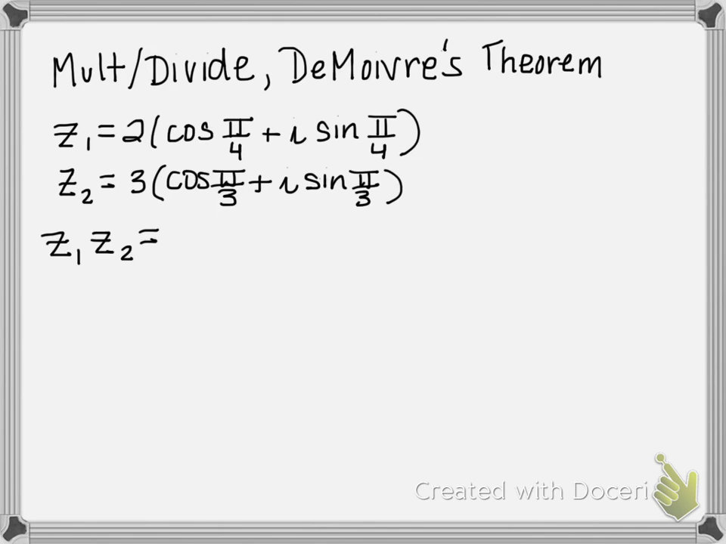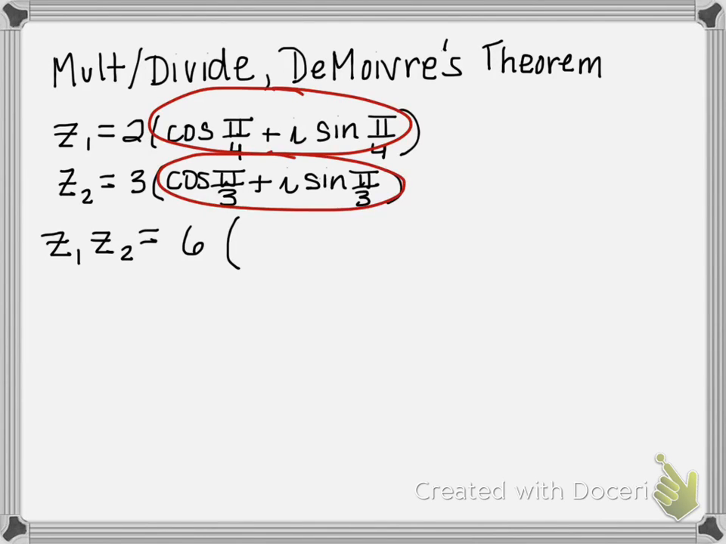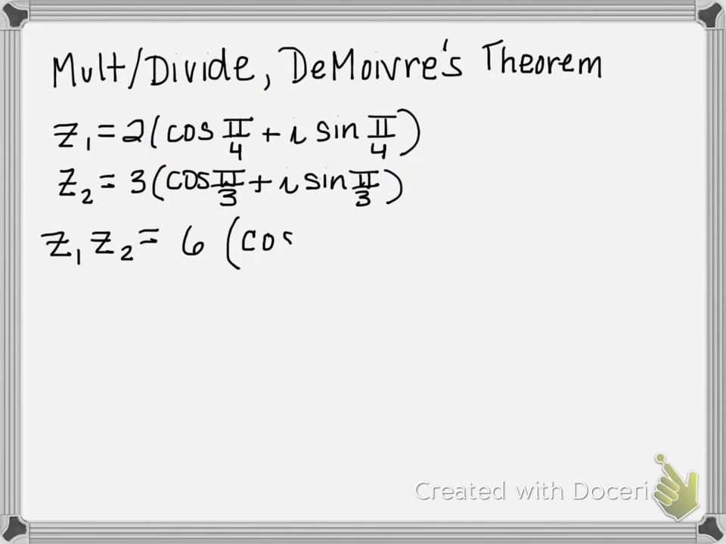And I'm going to multiply the real part here, 2 times 3. And then to multiply the rest of this times this, hopefully you recall that we are going to add the angles. So I'm going to do pi over 4 plus pi over 3. So that will be cosine of pi over 4 plus pi over 3, and then, of course, that angle will just repeat with the sine.